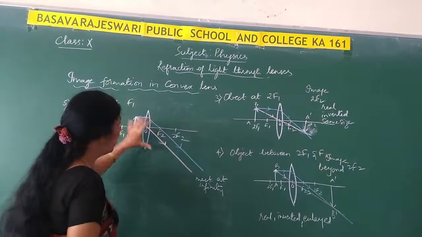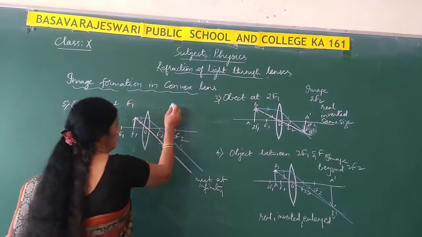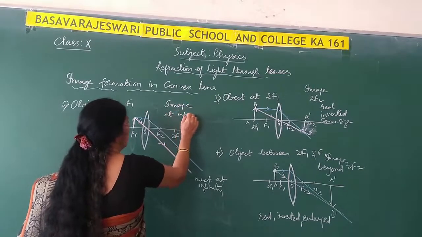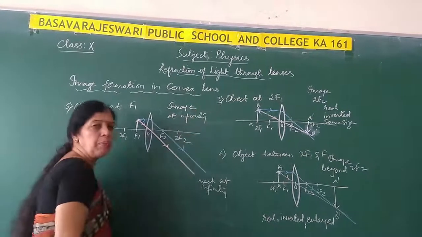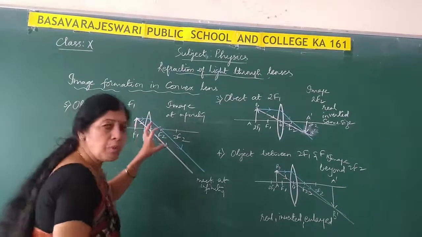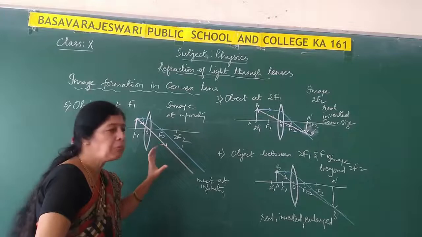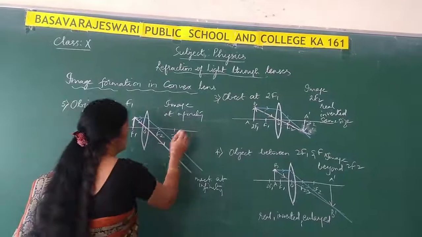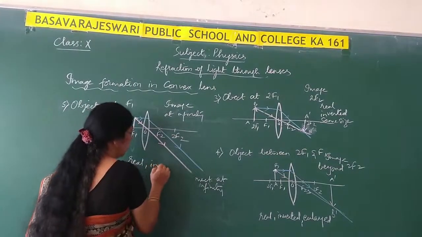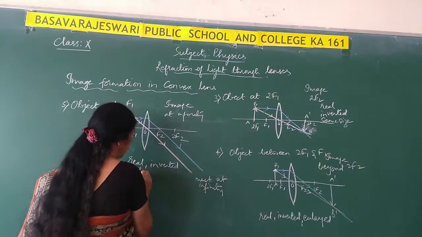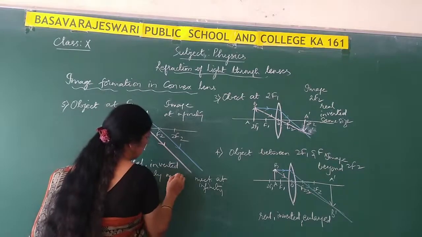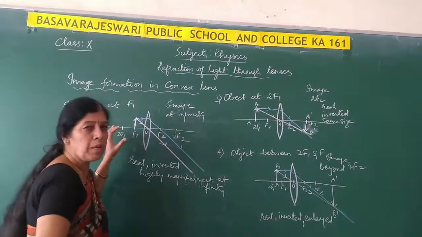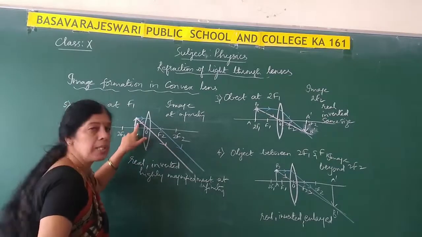Now, where will the image be formed? The image will be formed at infinity. Of course, you can see the image is very blurred. The image will not be clear in this case. And what will be the characteristics of the image? The image will be real, inverted, okay, and highly magnified. Highly magnified.